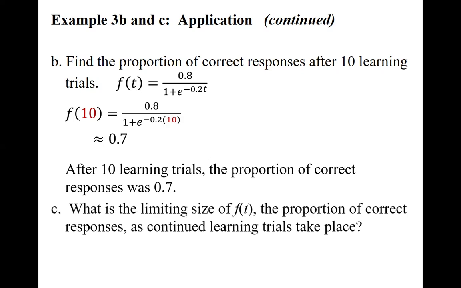What is the limiting size of f of t, the proportion of correct responses as continued learning trials take place? The limiting size is going to be the numerator of our logistic growth, 0.8.